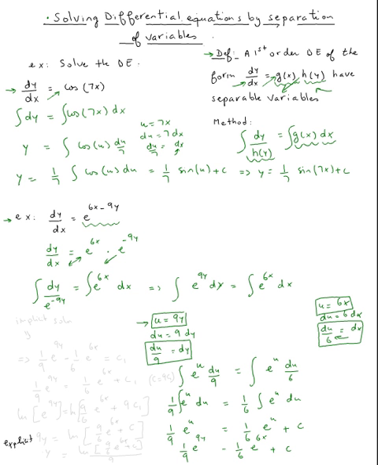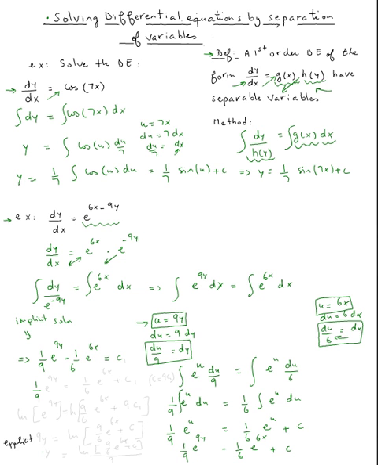So you can rewrite the equation. You can rewrite it as 1 over 9 e to the 9y minus 1 over 6 e to the 6x equals some constant. This is the implicit solution. You can write it in implicit form. If you want to write it explicitly, solve for y.